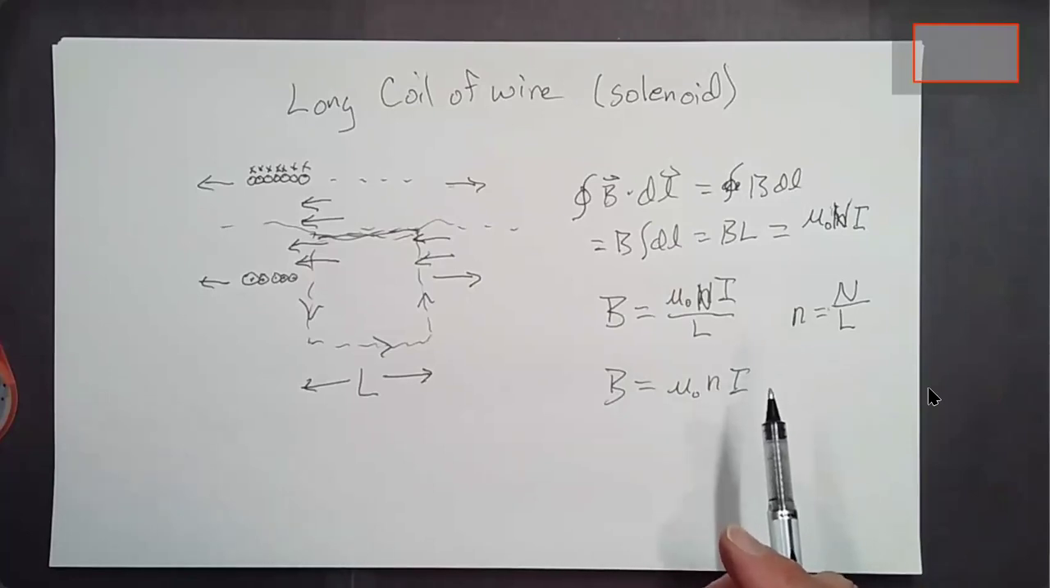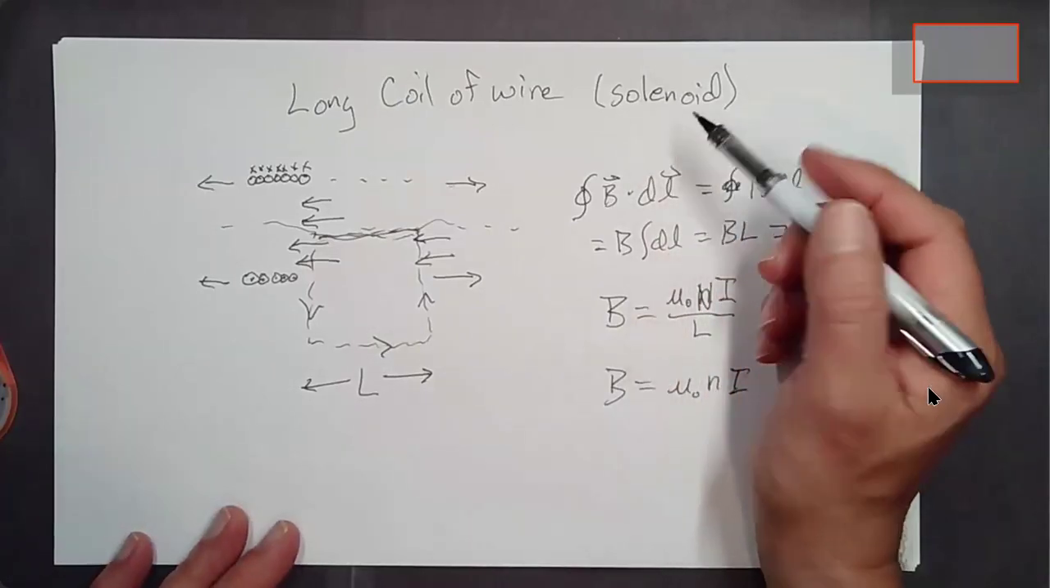Okay, and I know that was hand wavy. They do a better job of presenting that in the textbook than I just did. But that is how you can use Ampere's law to find the magnetic field of a solenoid.